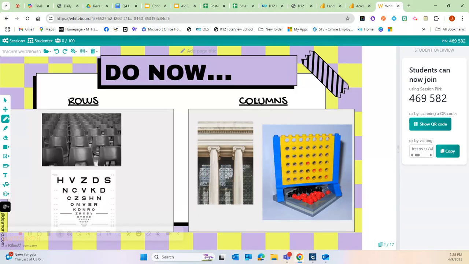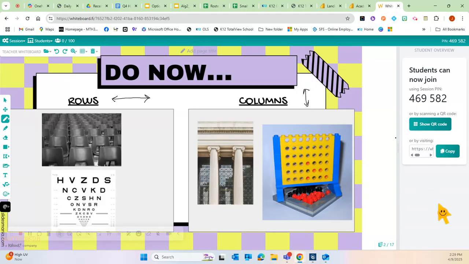And when I think about columns, the first thing I think about are the columns in front of a building or maybe a house. And then I put the Connect 4 game, because we could win the game by having the same colored checkers, those little plastic pieces that are circles. If you went from left to right, those would be columns, and if you go up and down, those would be rows. So big picture here is a column is going to go left to right always, and a row is going to go up and down always.